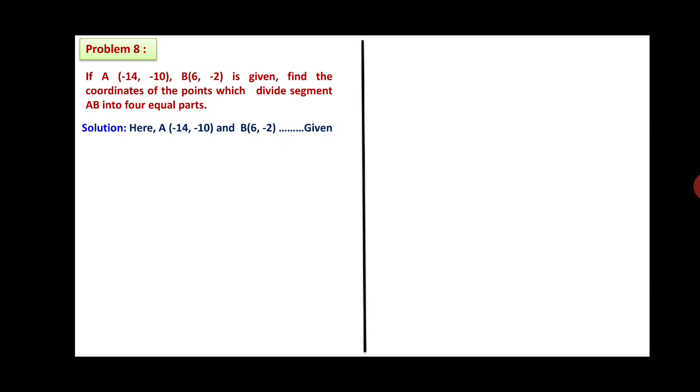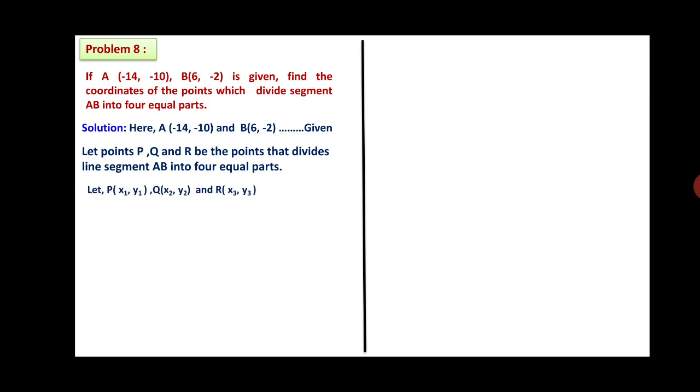Solution: here the given things are A (minus 14, minus 10) and B (6, minus 2). Now let the points P, Q and R be the points that divide the line segment AB into 4 equal parts. Let P (x1, y1), Q (x2, y2) and R (x3, y3) be the points. You can see in the figure, AB is the line segment and due to the points P, Q, R it is divided into 4 equal parts. The equal parts are shown by identical marks with green color.